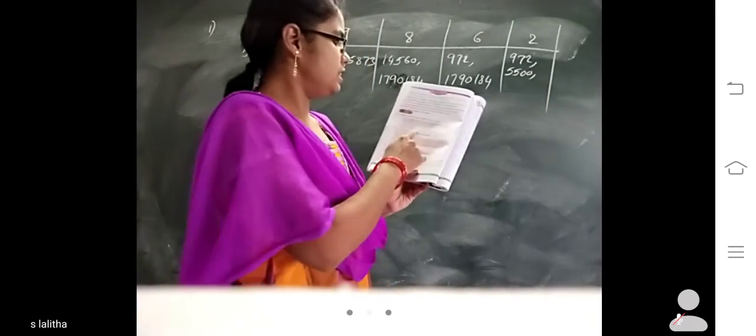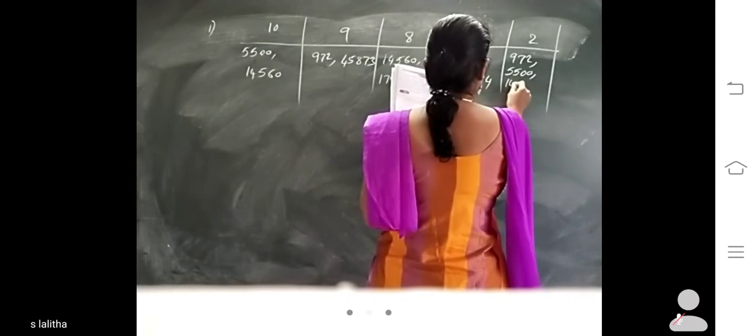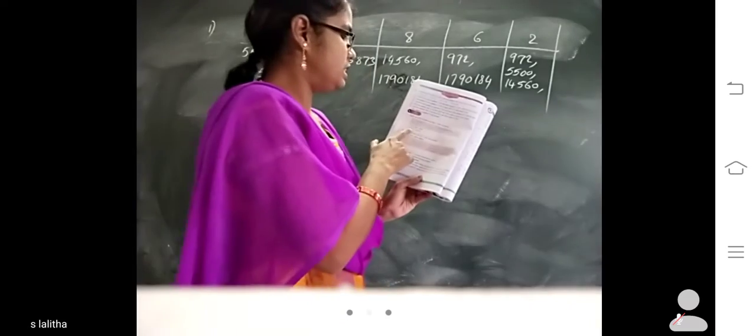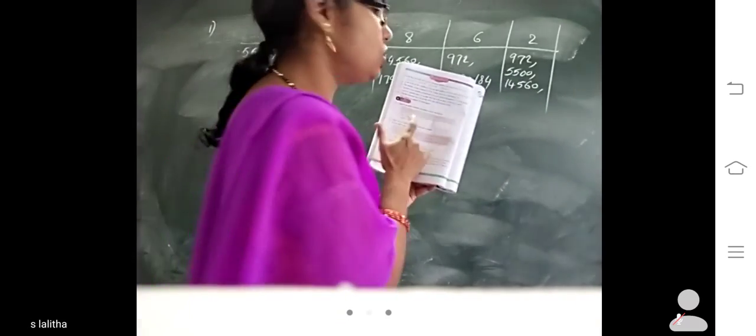Next, the last digit is 0. So it is divisible by 2. Next, the last digit is 3. It is not divisible by 2. Next, the last digit is 4. So it is divisible by 2.